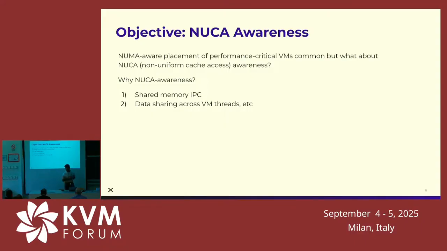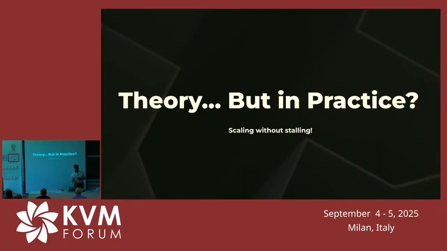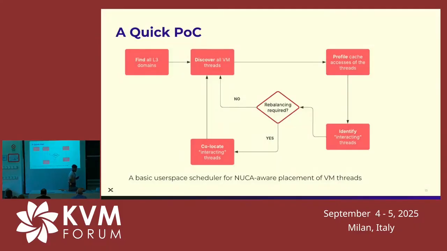Thank you, Gulshan. Yeah, so the theory of placing the threads which are interacting with one another sounds very good in theory, but what about practice? So let's see how it does in practice. Although it's a generic problem, interacting threads can be any threads, but we basically focused on VM threads here, because that's what our use case was. And we developed a quick POC out of it. So this is a very basic user space scheduler, which does NUCA aware placement of VM threads.